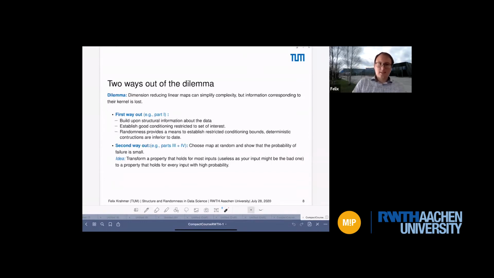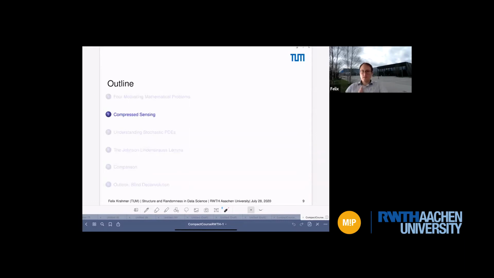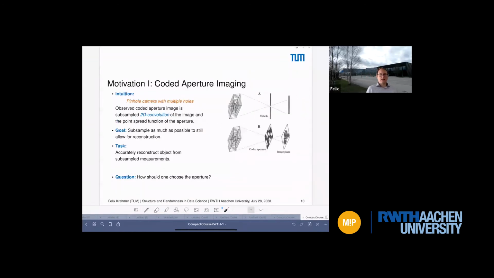Then I would suggest that we continue and go into some more detail regarding the first application, and that is compressed sensing. I already mentioned that there will be two motivations. The first one, some of you may not have seen, is called coded aperture imaging. I think that you know the concept of a pinhole camera.